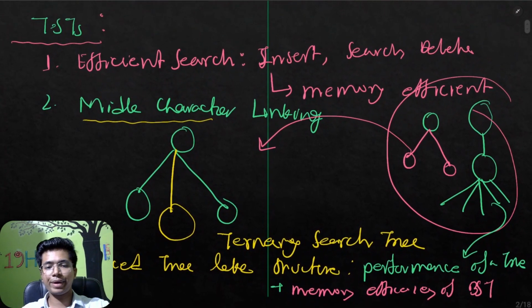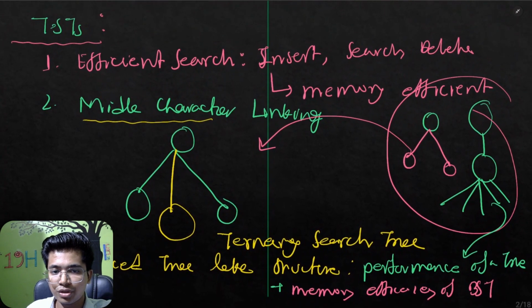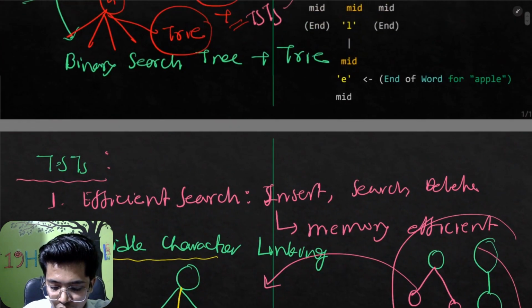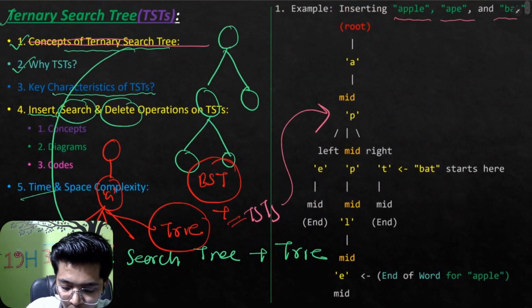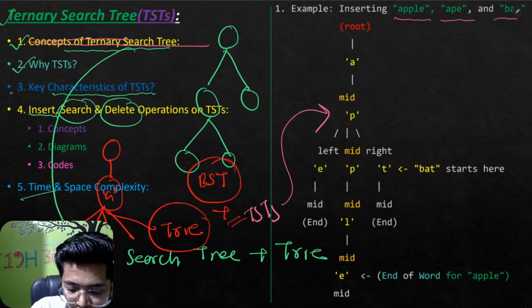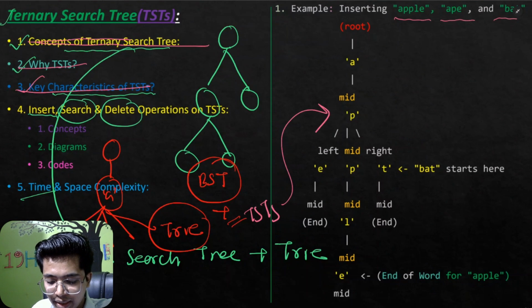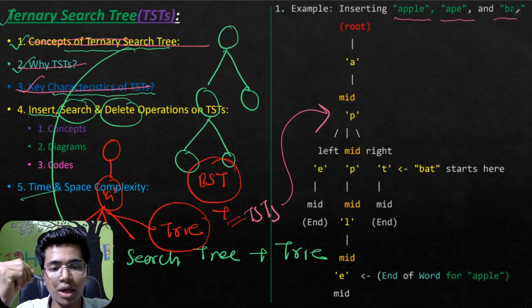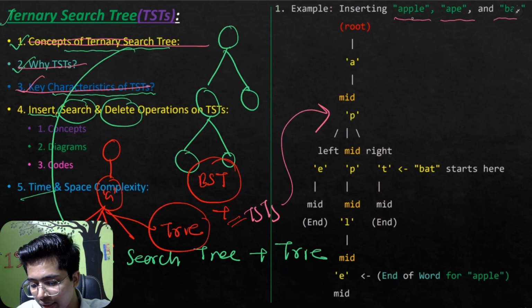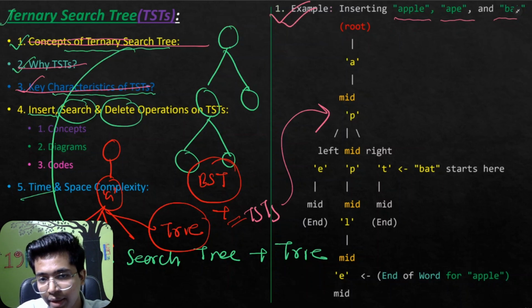So these are a few important aspects of ternary search trees. We have understood why we need a ternary search tree. We have also got to know the key characteristics of the ternary search tree. Now we will be understanding the insert, search and delete operations. Before that, we will understand how we can insert elements. As you can see, for the word apple, first we have inserted a, p, p, l, e. Let's analyze this example to see how everything is happening here.